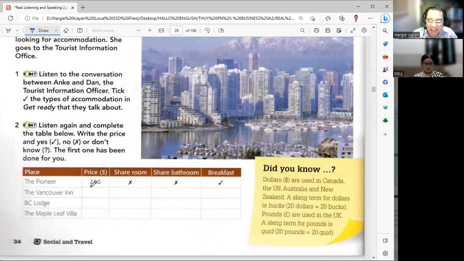So would you like to listen to it again, or shall we continue now? Have you got the idea already, or would you like to listen again? Yeah, listen again. Okay. So let's listen again and complete the table below. We will write the price. Write yes, check, no, X, right? So for yes, we have to put a check. For no, we have to put an X. But we need to fill in the correct price in here. Okay, let's listen.